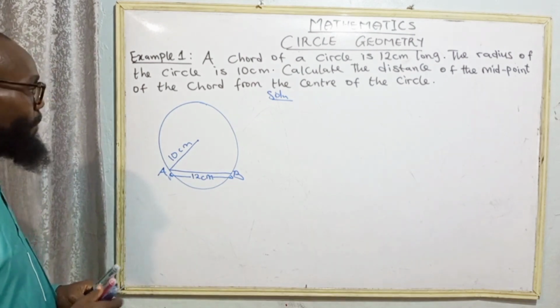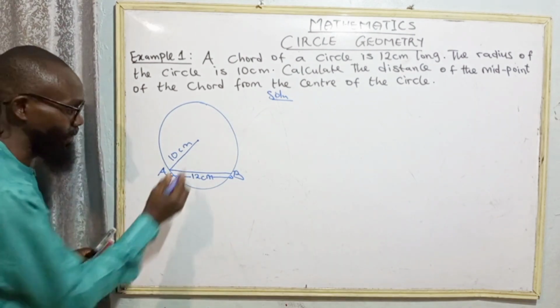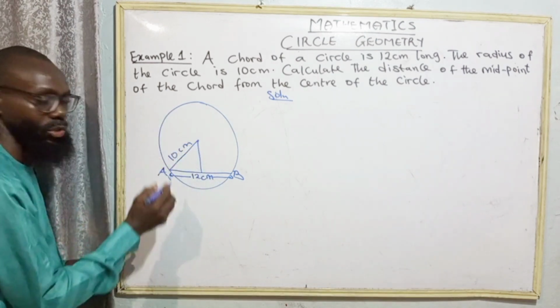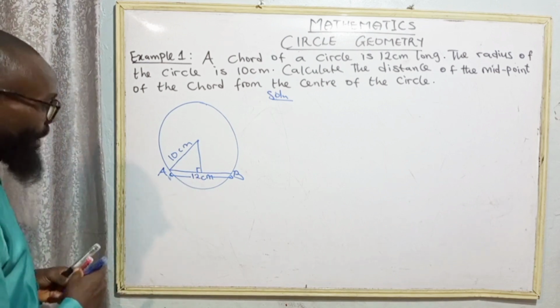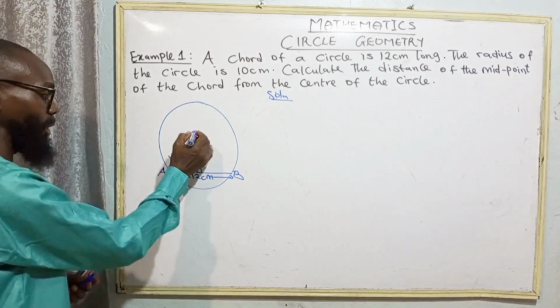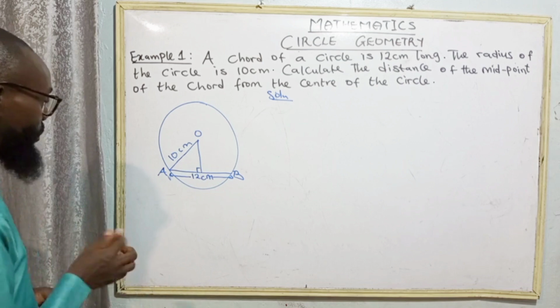Calculate the distance of the midpoint of the chord from the center. This is the distance from the center to meet the chord. So it's going to form a 90 degree angle here. Now we want to look for the distance, which is this one. Let me call this point O. Let's call the distance small letter a.